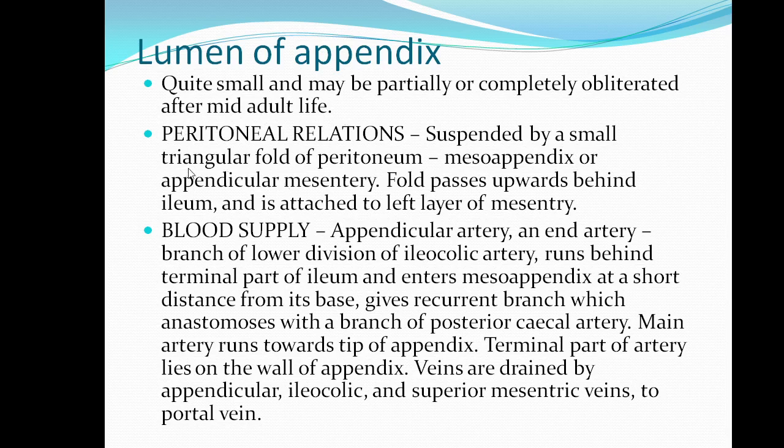The peritoneal relations. The appendix is suspended by a small triangular fold of peritoneum known as mesoappendix or the appendicular mesentery. The fold of peritoneum passes upwards behind the ileum and is attached to the left layer of mesentery. The blood supply of the appendix is derived from appendicular artery, which is an end artery. It is a branch of lower division of ileocolic artery.